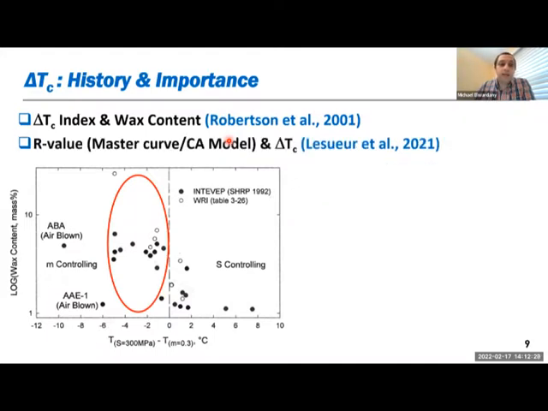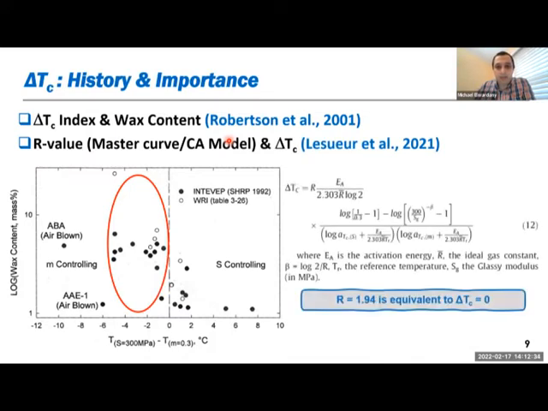Then recently, Didier Lesueur worked with our group at WRI, and he showed that delta TC also correlates with the R value from the master curve, from the Christensen-Anderson model. He came up with this equation, and the paper has the exact derivation of it. You can see this is a mathematical and fundamental relationship between R value and delta TC, and that delta TC equal to 0 is equivalent to an R value of 1.94.